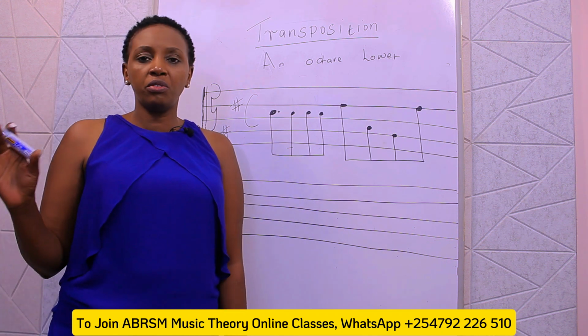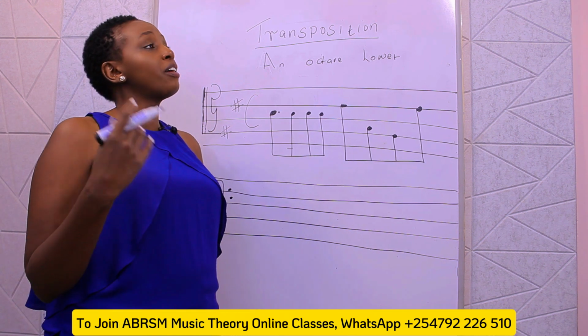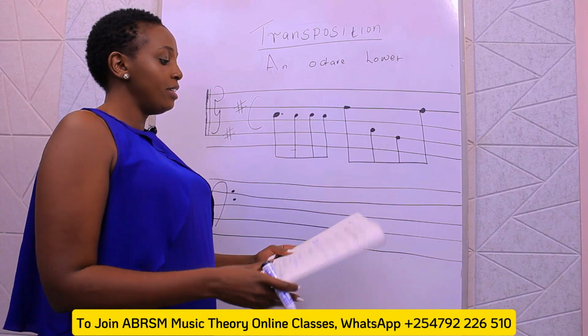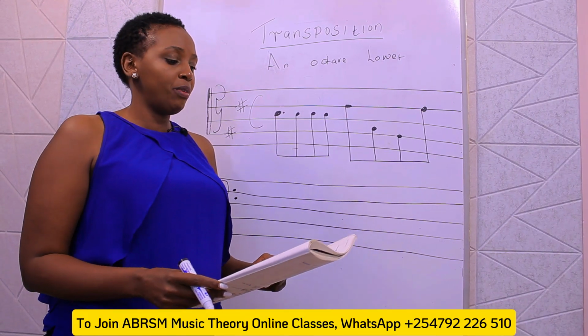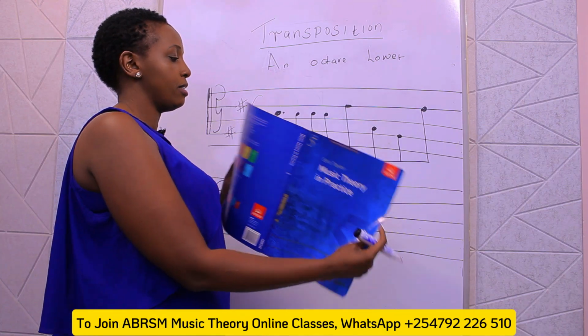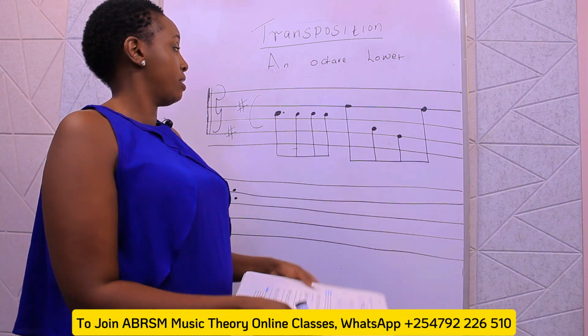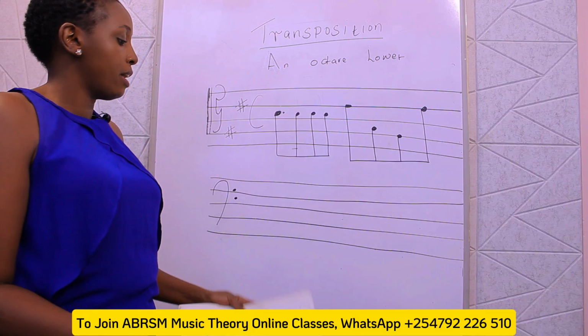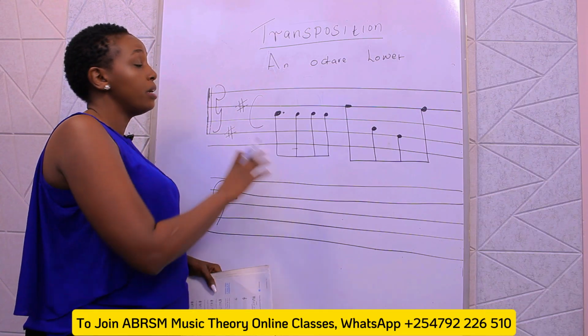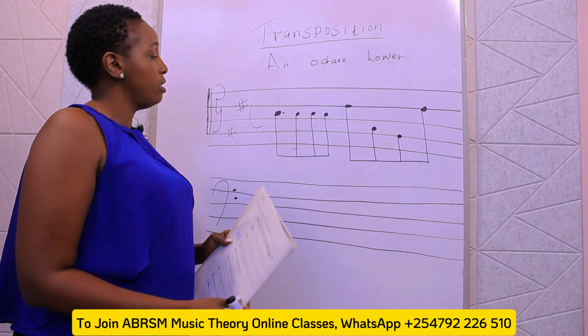Continuing with the topic of transposition in grade 5, we are now transposing an octave lower. This passage is in grade 5, page 16 of Music Theory in Practice. I have taken the first two bars of exercise 4. The clef that we are working with now is a tenor clef, and as you can see, we are in the key of D.